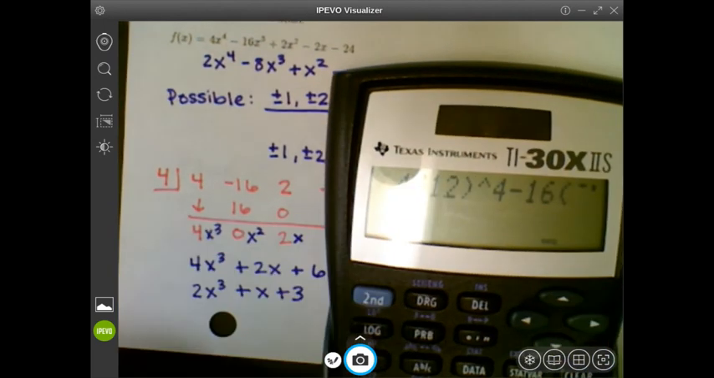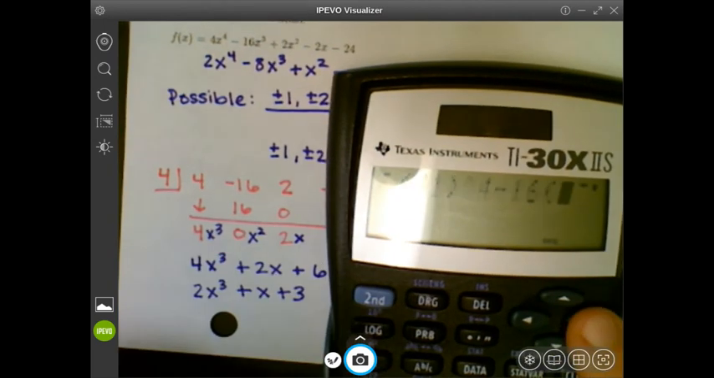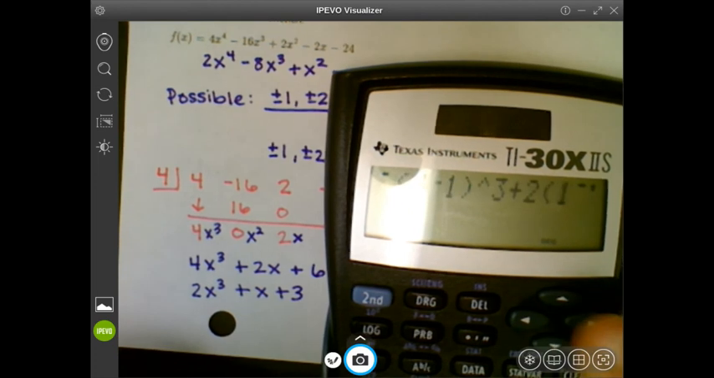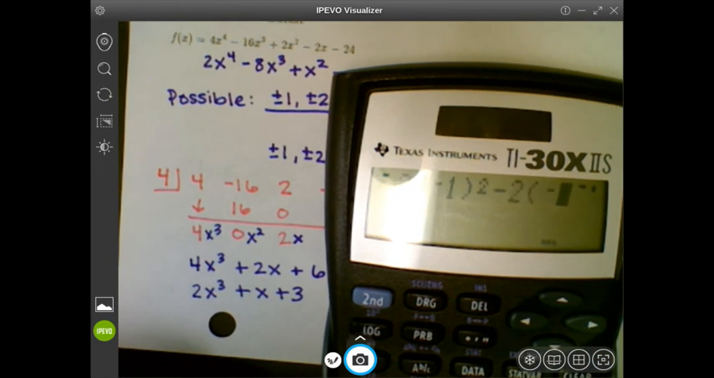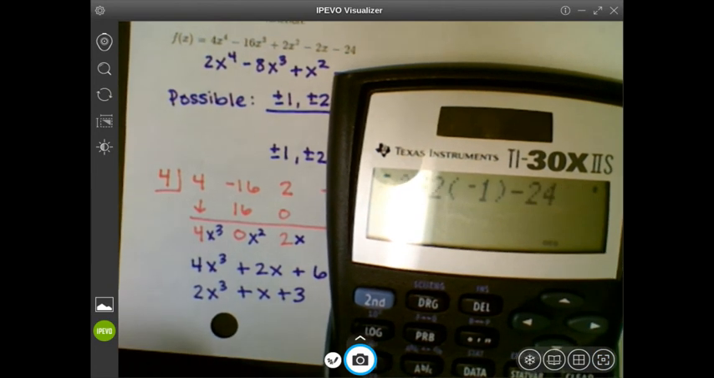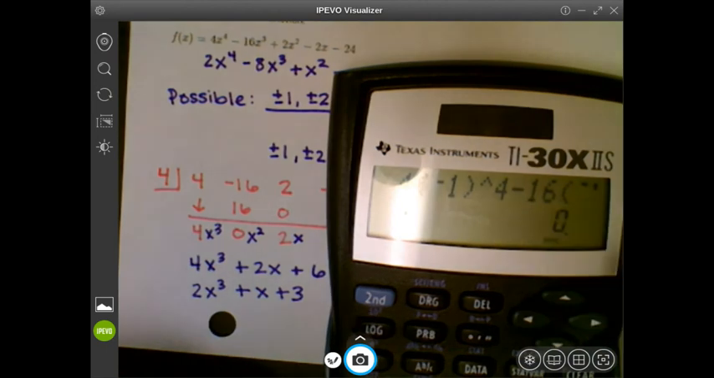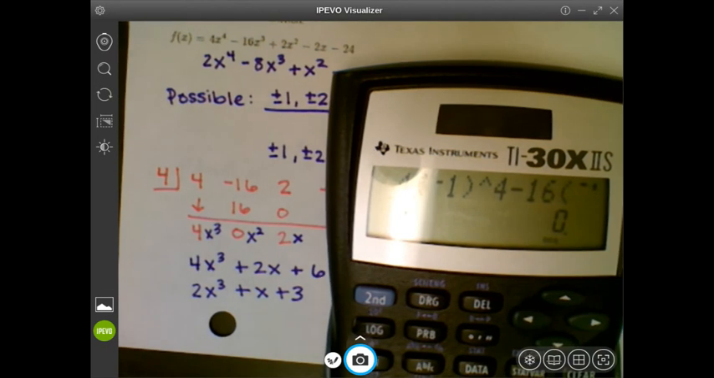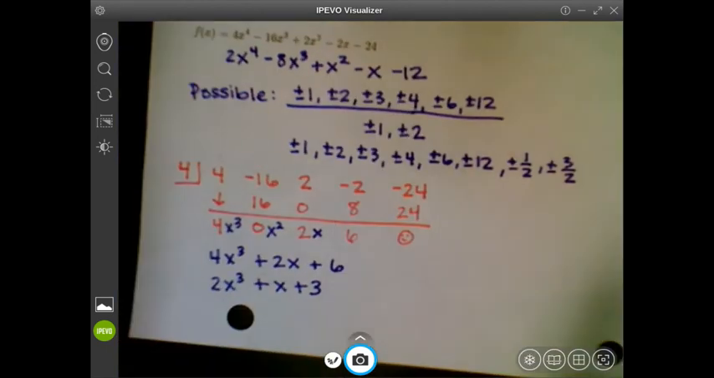So the next one's -1. So I'm going back to the beginning and trying -1 now. The nice thing is, because I have 2 digits in there already, I can just hit -1 over top. -1. Hey, and look at there, I found another 0. So it also crosses at -1.